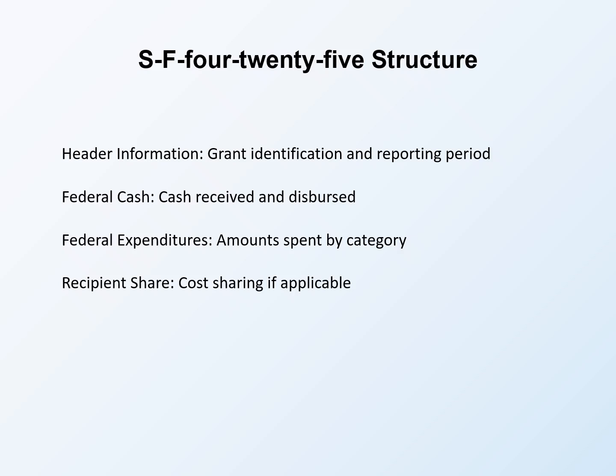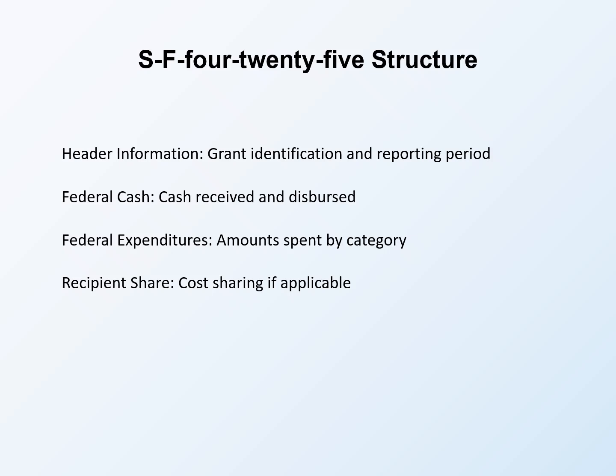Federal cash sections track cash received and disbursed. You report cumulative cash received from the federal agency, cumulative disbursements made from those funds, and the balance of federal cash on hand. Cash reporting enables monitoring of whether you are holding excessive federal funds. Federal expenditure sections report amounts spent in various categories. You typically report total federal expenditures for the reporting period and cumulatively. Some reports also require breakdown by budget category or other classifications. Expenditure data should reconcile to your accounting records.